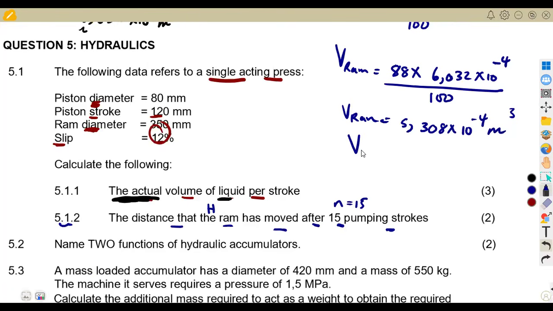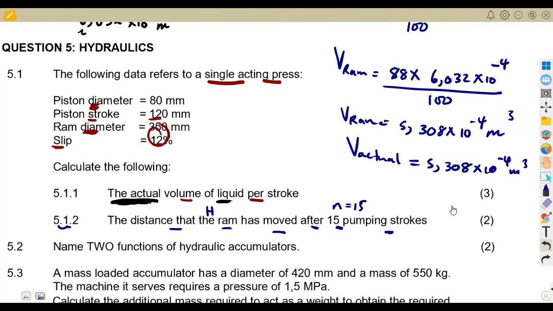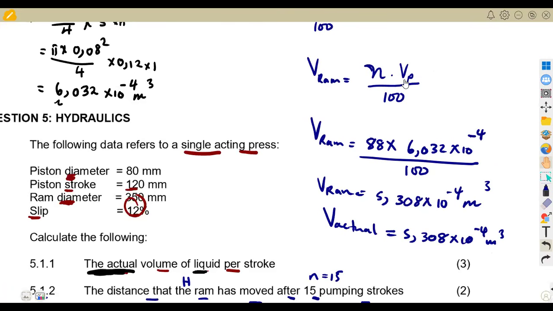In our calculation, we are using the way we take the formula for VRAM. The same way that we use, but take note what we're using here. What was this taken from? From VP, whereby VP, I say this is an ideal value that you are taking. So now the actual value is this, which is the volume. But the actual value here is taken per stroke. It was calculated out of per stroke.